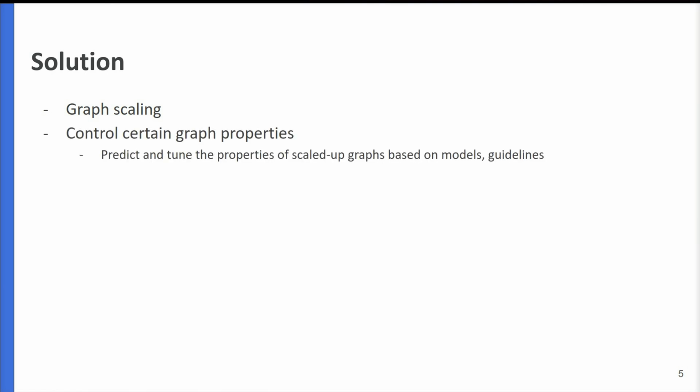Therefore, in this work, we tackle the need of more and representative datasets specifically for graph analytics benchmarking by scaling an input graph as seed to generate families of graphs. We have constructed models and guidelines that predict the properties of scaled-up graphs to allow certain graph properties to be preserved or tuned. Lastly, we provide an open source tool where we implement our method to generate diverse families of graphs.